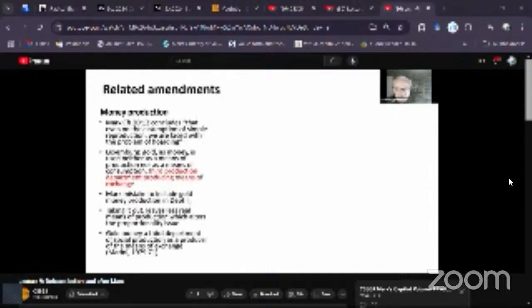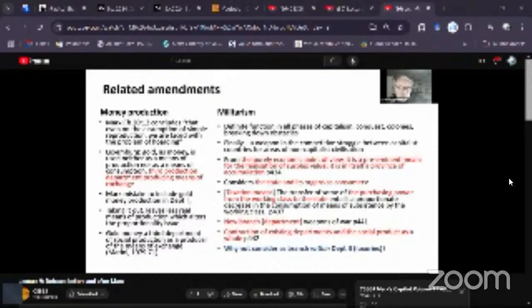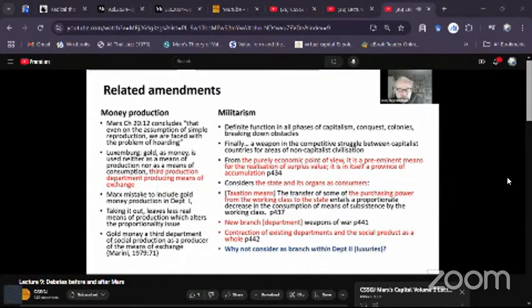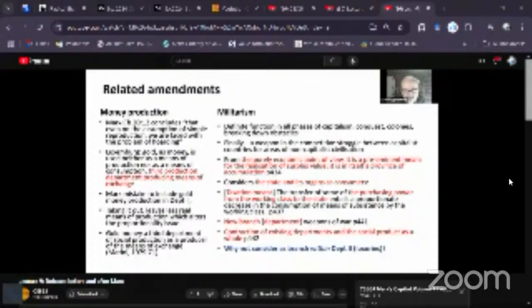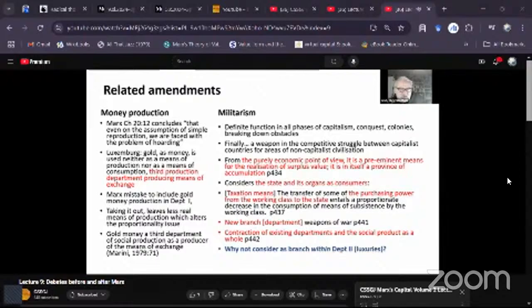She makes two other arguments. Let me just check on time. I'll go for about another 5 minutes. She makes two other arguments about money and about militarism. She looks at both these issues in terms of departments of production, and the effect of these is to shrink Department 1, which is part of her argument that there's more production of means of consumption than means of production, a tendency towards disproportion, if you like.